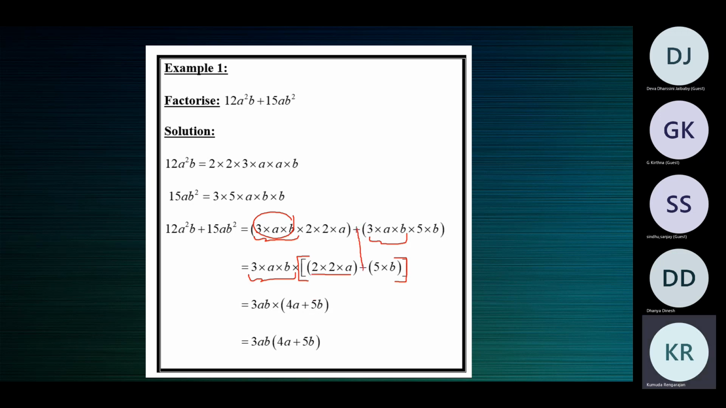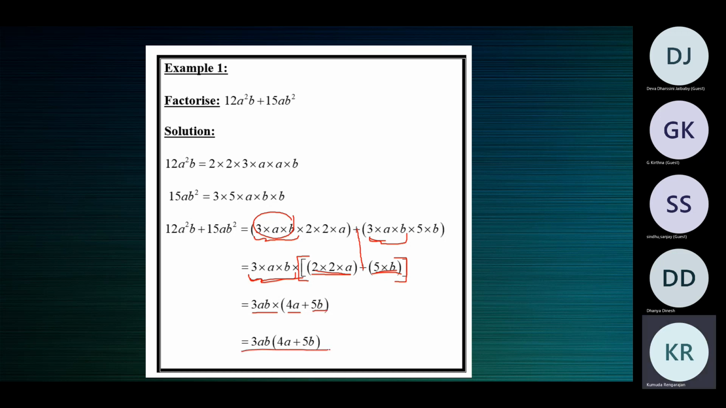Plus, we have taken out 3 into a into b common, so don't write that again. What is remaining? 5 into b. Write that. Now this 3 into a into b is nothing but 3ab. This is 4a, 2 into 2, 4, 4a. And this is 5b.